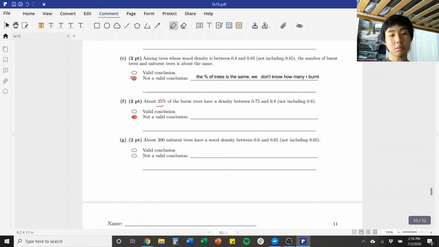Okay, part G, about 300 unburnt trees have density between 0.6 and 0.65. This is invalid for the same reason that part E is invalid. We know what percent of the unburnt trees are in that range, but we don't know how many unburnt trees there are in total. So we cannot say an exact number unless we know the total amount of trees.